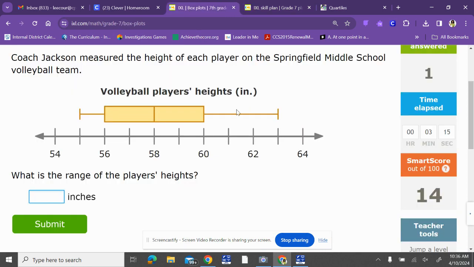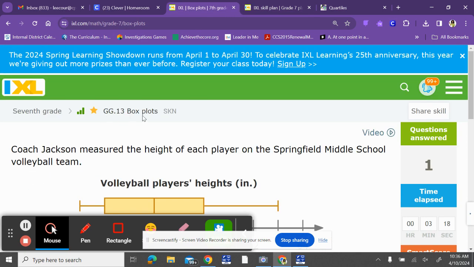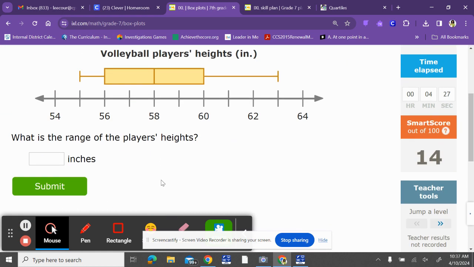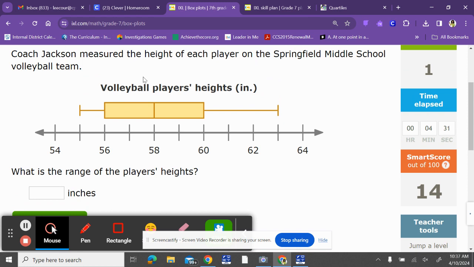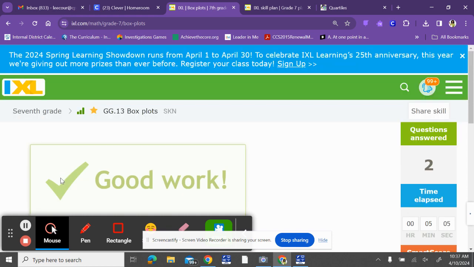We're looking at GG13 box plots. It says Coach Jackson measured the height of each player on the Springfield Middle School volleyball team. This again is the minimum or the lowest value. This right here is the maximum or the highest value. So it's asking for the range. The range is something you can calculate. The range is the maximum minus the minimum. So the maximum looks like 63 minus, looks like 55. 63 minus 55 is 8. So 8 is going to be the range. That's how you calculate the range. It's the maximum minus the minimum.